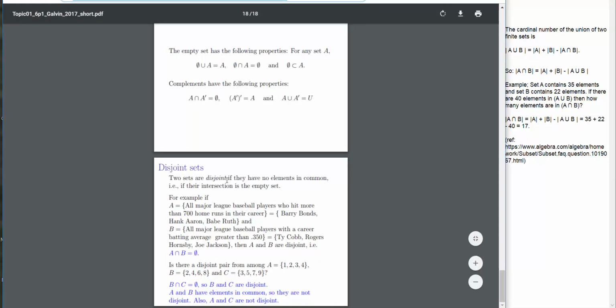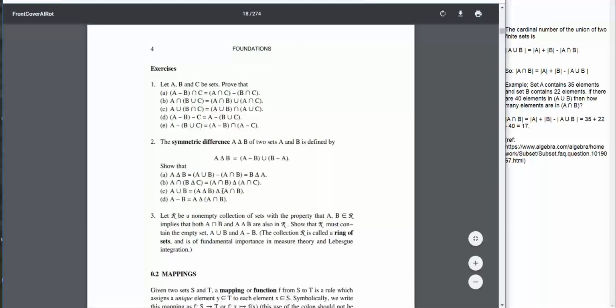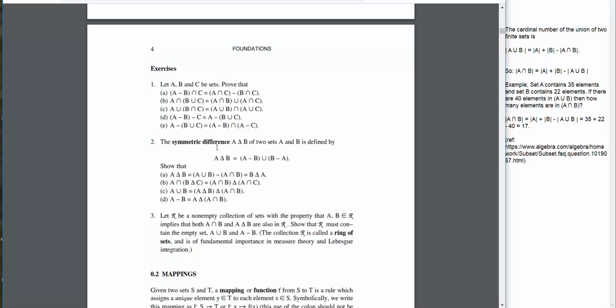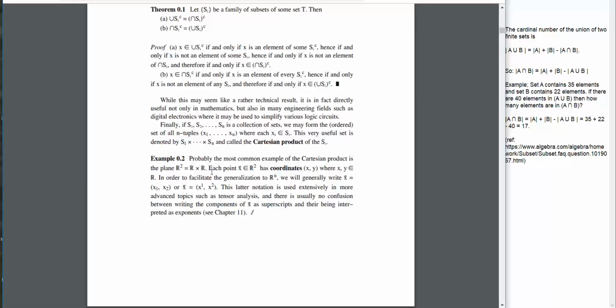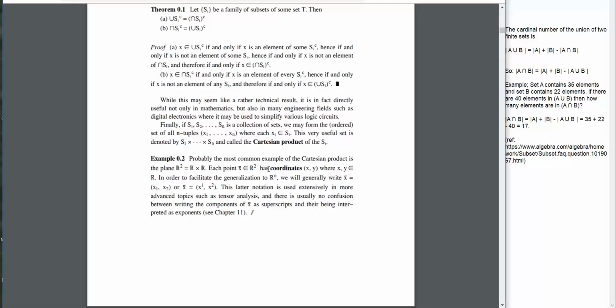So this disjoint set is basically one where the intersection would yield an empty set. The intersection is an empty set. This is disjoint. Let's go back to the textbook really quickly. The symmetric difference, I'm not sure what the symmetric difference is, so we'll leave this for the next session. But the Cartesian product is a coordinate of x and y. Exponents.